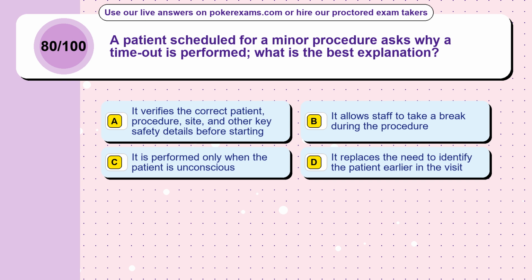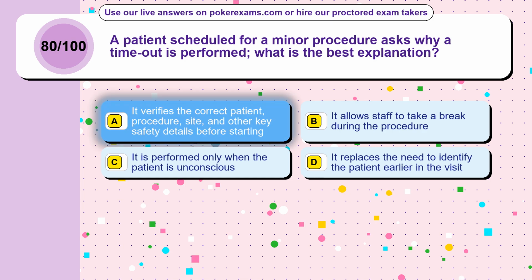It allows staff to take a break during the procedure. Option C. It is performed only when the patient is unconscious. Option D. It replaces the need to identify the patient earlier in the visit. The correct answer is option A. It verifies the correct patient, procedure, site, and other key safety details before starting.